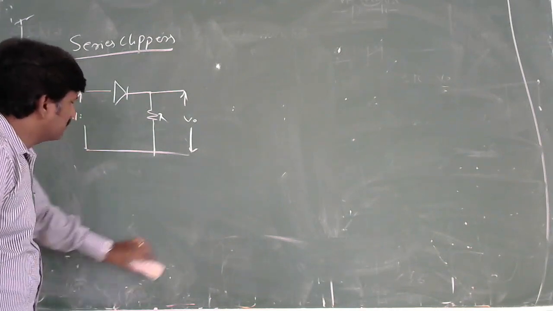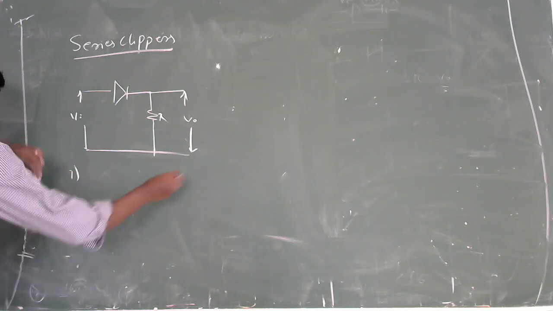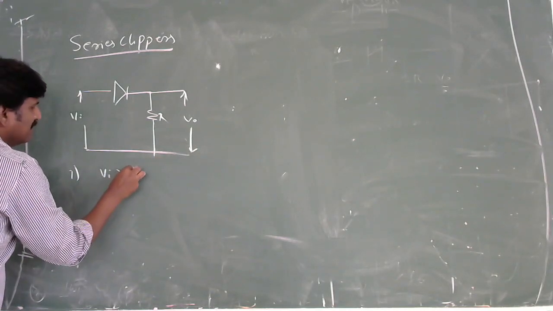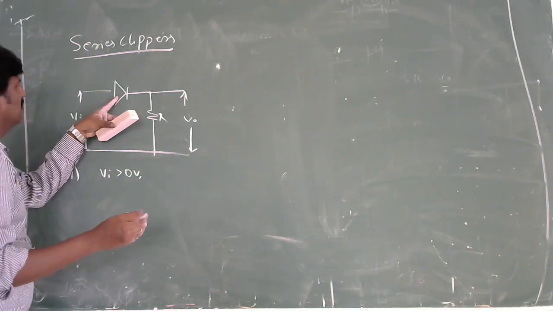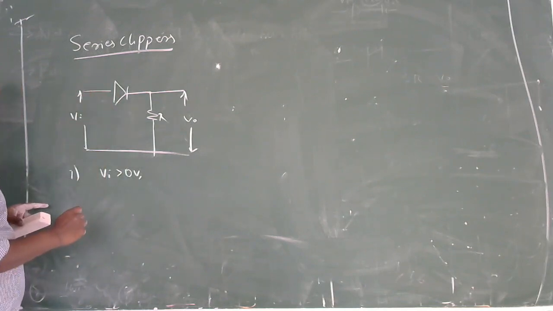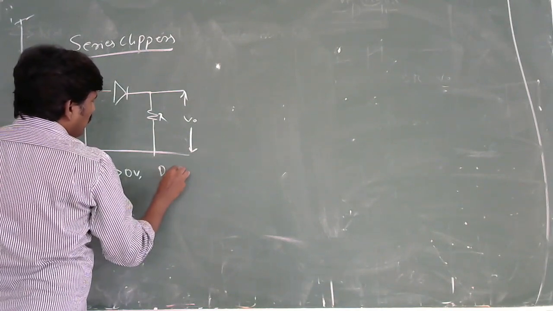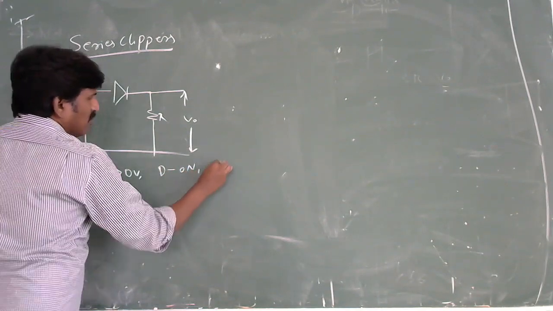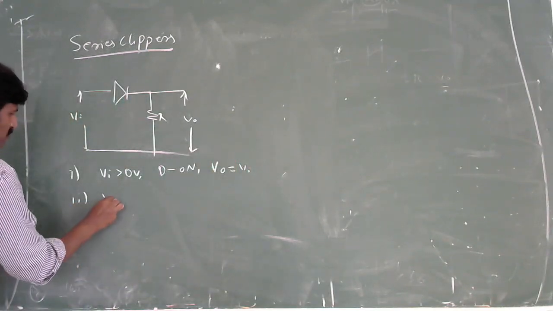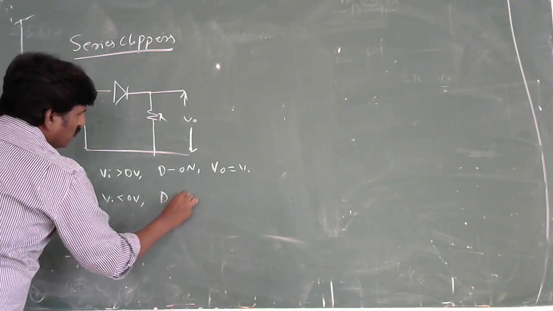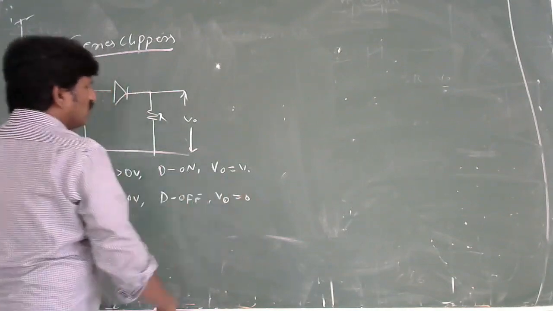Then we have to follow some conditions to analyze the series clipper. First, when Vi is greater than 0 volts, according to the ideal characteristics of the diode, you consider the voltage of the diode to be 0 volts. Then VA is greater than 0 volts, the diode will become on, and V0 follows VA. And if Vi is less than 0 volts, then the diode will become off, and V0 is equal to 0.